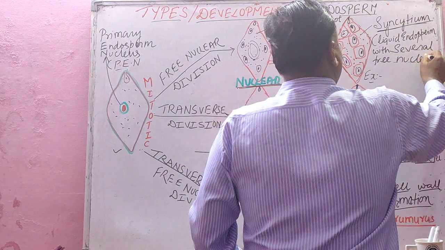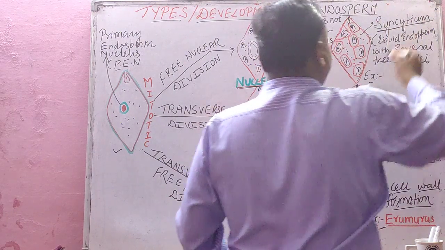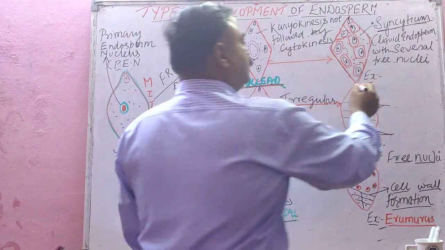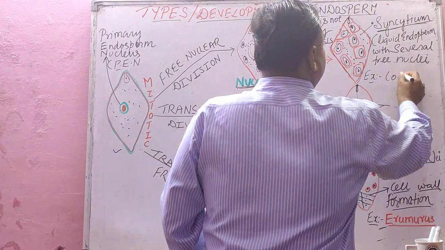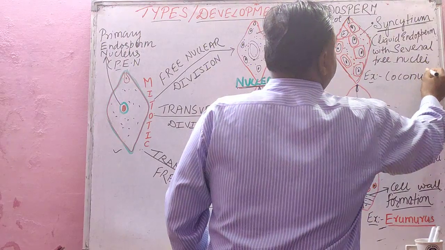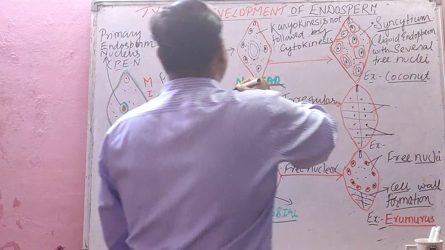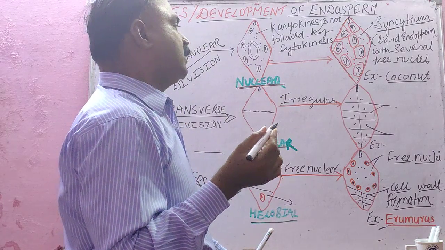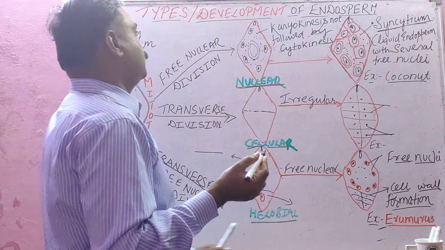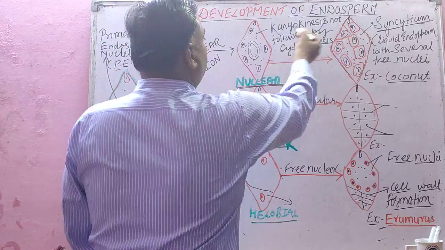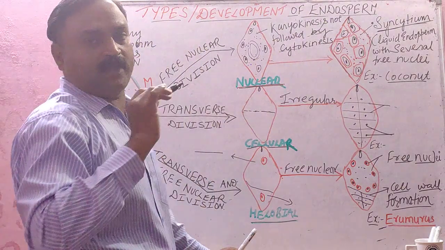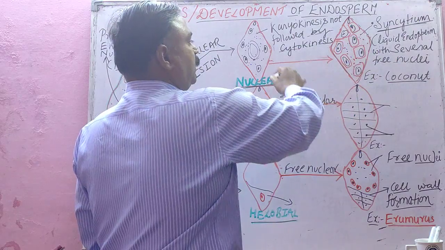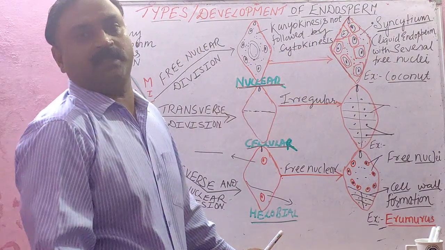This word is very important. This is the characteristic feature. Syncytium, liquid endosperm, is the characteristic feature of Cocos nucifera or coconut. The best example of free nuclear endosperm is coconut or Cocos nucifera, isn't it, student? The main feature is karyokinesis is not followed by cytokinesis. All the nuclei are suspended in the liquid endosperm, isn't it?